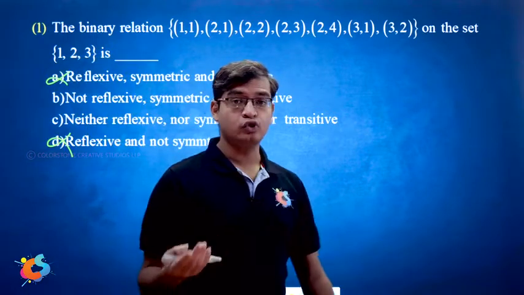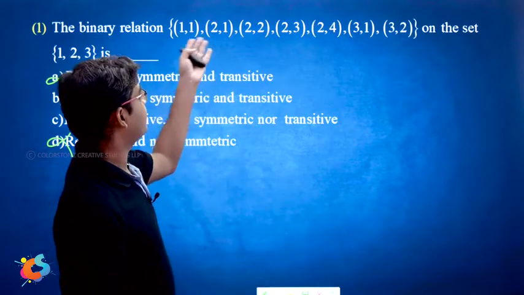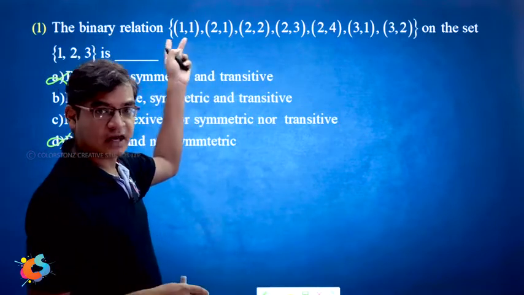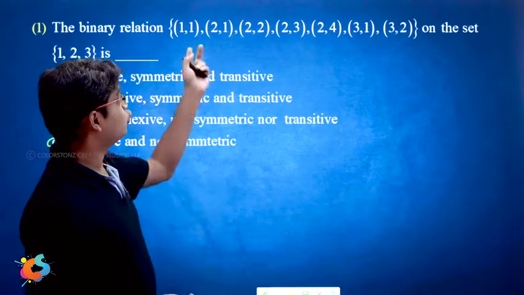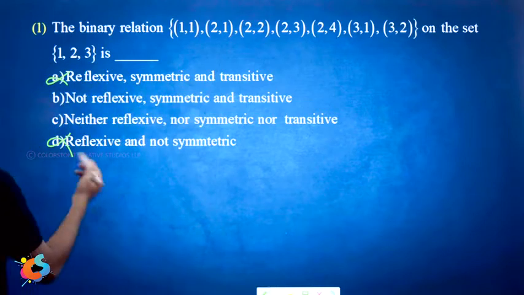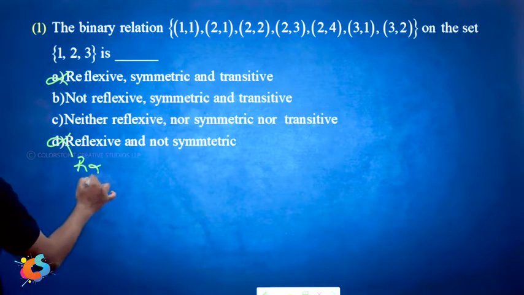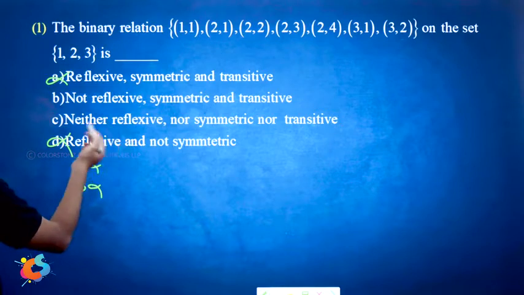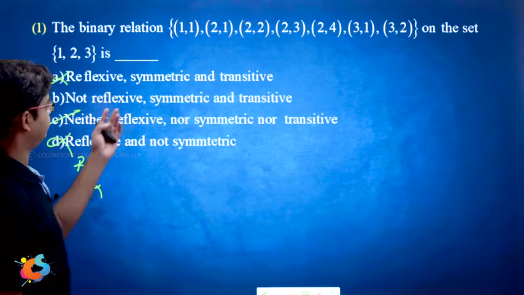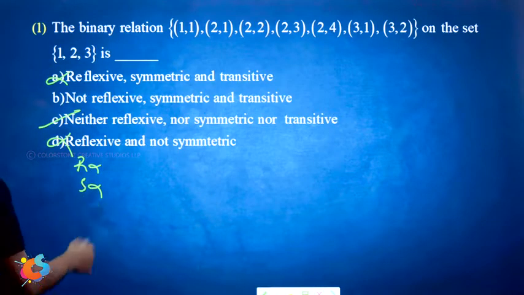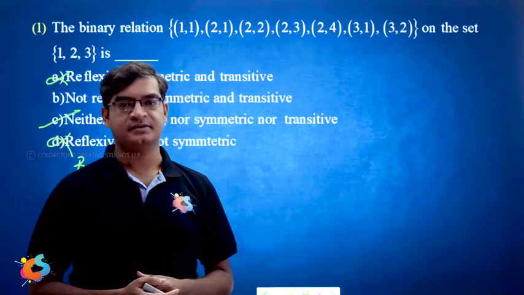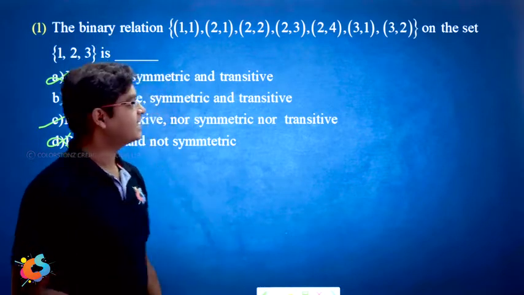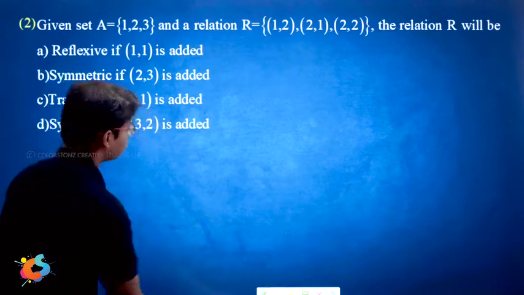Next, (2,1) is there. You can go one by one. So (1,1) is there. Flip of (1,1), that is (1,1), is also there. We are checking for symmetric. (2,1) is there. (1,2) is not there. So therefore, it is not symmetric. So not reflexive, not symmetric will be only option C, right? So therefore, you see, you don't need to check for transitive. The answer is already there. Simple, right?